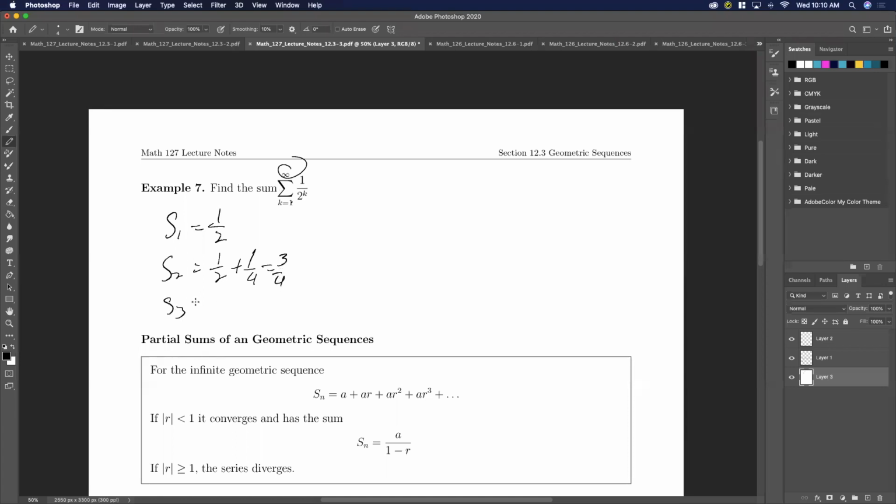Here S3 is equal to a half plus a fourth plus an eighth. Well, I know what a half plus a fourth is. It's 3/4 plus an eighth would give me 7/8. S4 is equal to S3 plus a 16th, and so that's going to be 15/16. And so the pattern here is Sn equals 1 minus 1 over 2 to the n, right? So that's what the pattern is.